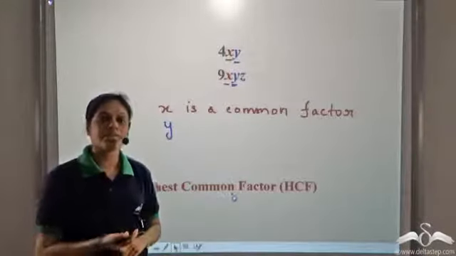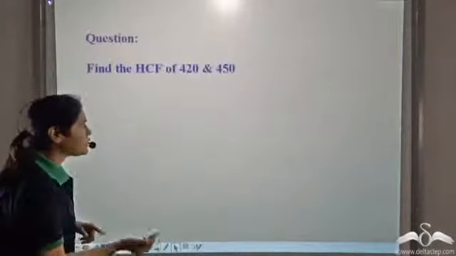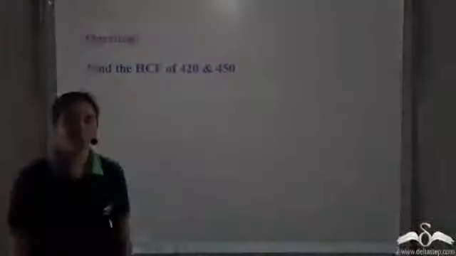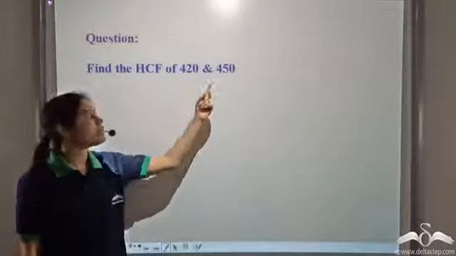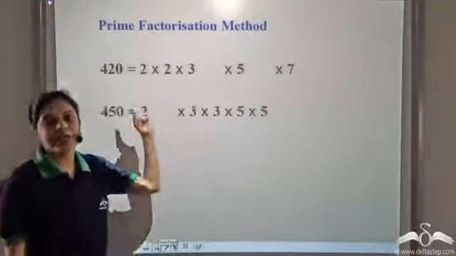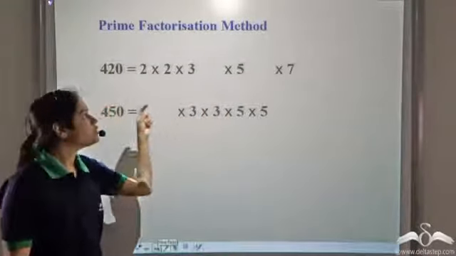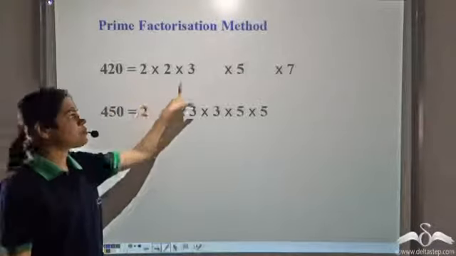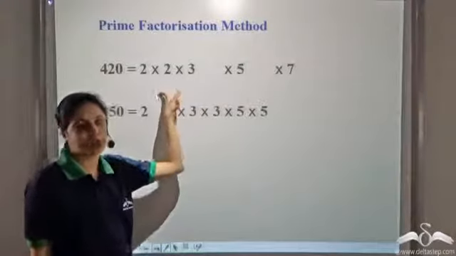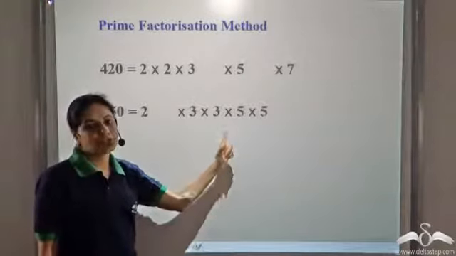We have already learned how to calculate HCF in arithmetic. So can you calculate the HCF of these two numbers, 420 and 450? In order to calculate the HCF of these two numbers, we need to write them as a product of their prime factors. This method is called the prime factorization method. So we have written 420 as a product of its prime factors. 2, 3, 5 and 7 are the prime factors of 420. For 450, 2, 3 and 5 are the prime factors.